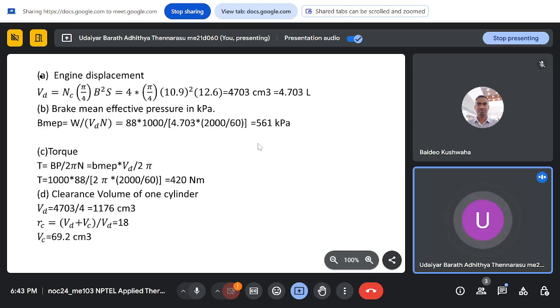First is engine displacement. So engine displacement is nothing but your number of cylinders into pi by 4 into the diameter or bore square into stroke length. So this will come out to be 4 into pi by 4. So your bore is given as 10.9 centimeter. So 10.9 square into stroke is 12.6 centimeter, which is 4703 centimeter cube, or 1 centimeter cube is 10 power minus 6 liters. So 4.703 liter.